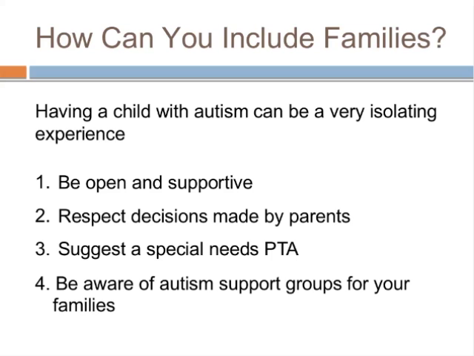Number 3, suggest a special needs PTA. This came about in our school district here, although the parents in the district are all welcome and invited to join the regular PTA, or PTO, whatever you call it, the parent organization. One group of parents just felt like their needs or visions for their special needs students were not necessarily being met by the regular group, and so they started their own. And they work very closely with the regular PTA, and they're unified on a lot of things, but they also do their own things, and those parents have that community to belong to. And then last, be aware of autism support groups for your families, because they can be very helpful.